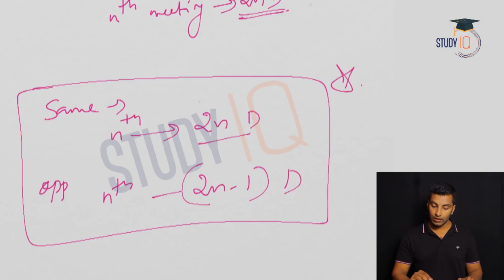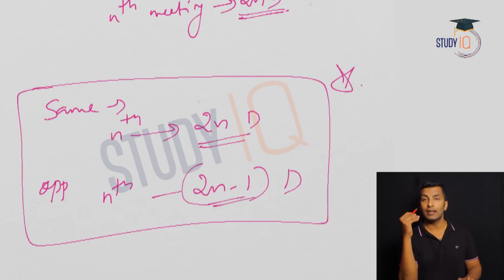Then if you know the speed ratio, you can get the meeting point also. Okay, so once you get this distance covered, you can get the distance covered by each person, and you can easily understand the meeting point. Okay, so where they will meet also can be found out very easily in both these cases. Okay, now let's take a different scenario. Okay, so it's like this.